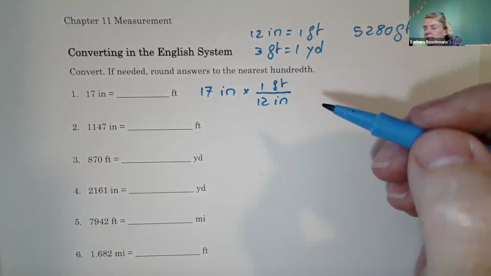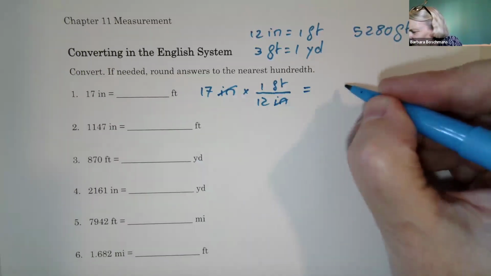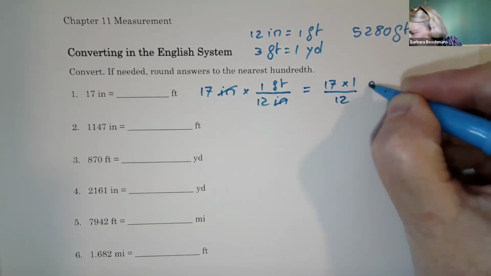The reason I'm putting my inches in the bottom is because I can divide out my inches, and now I get 17 times 1 over 12 feet.